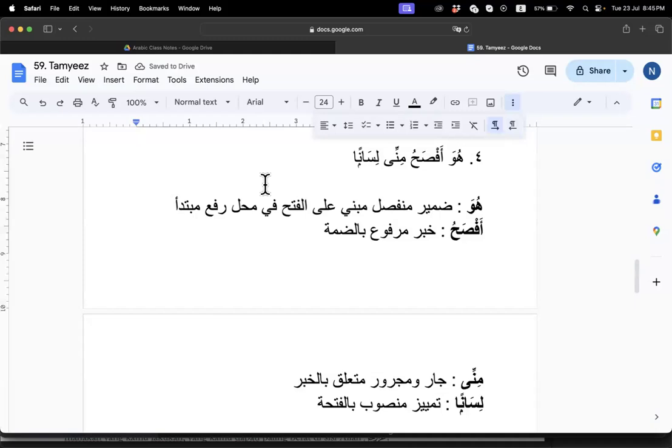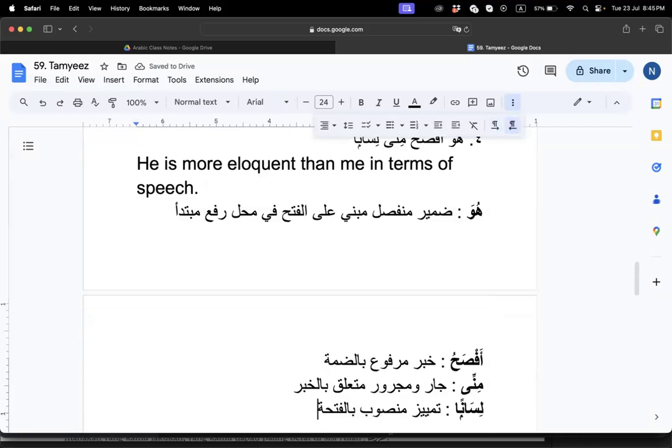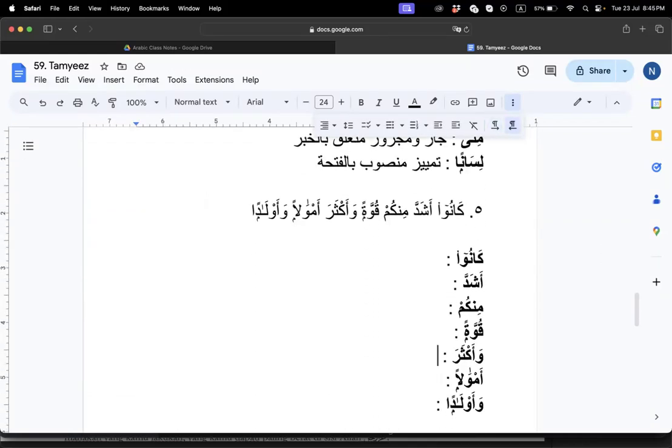And how do we translate this? Because he is more eloquent. Yes. Because this is comparative, right? It comes with min. Yes, because of min. So he's more eloquent than me in terms of speech. Yes, in terms of speech. Okay, lisan, tongue, speech, but obviously he's talking about speech. Yes. Good.